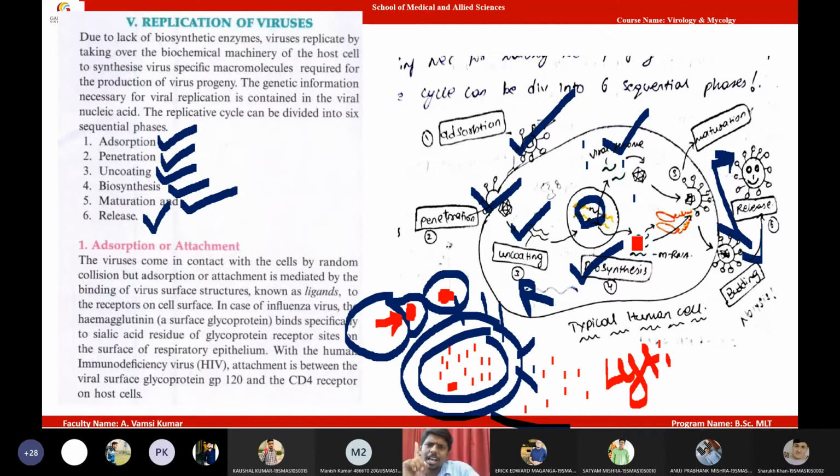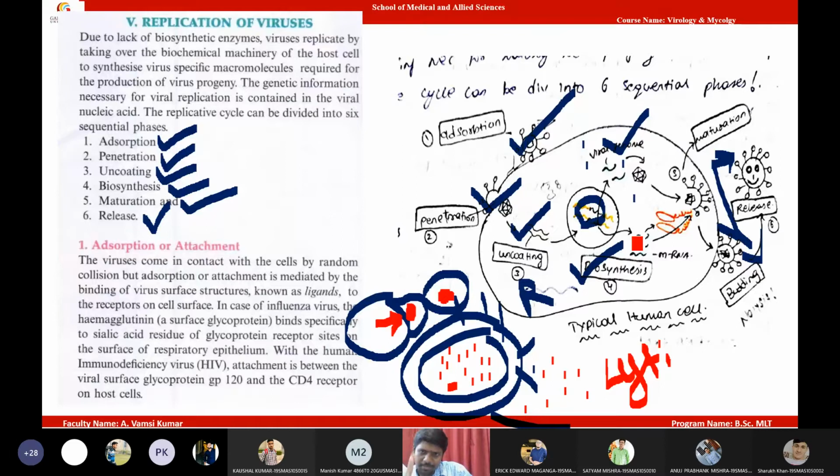RNA inclusion bodies means RNA viruses will replicate in the cytoplasm of the cell. Keep in mind, I'm telling again, RNA viruses will replicate in the cytoplasm of the cell because RNA viruses already have RNA and RNA can be directly introduced into the ribosome. Ribosomes are already present in the cytoplasm. So the ribosomes will start preparing the viral proteins.